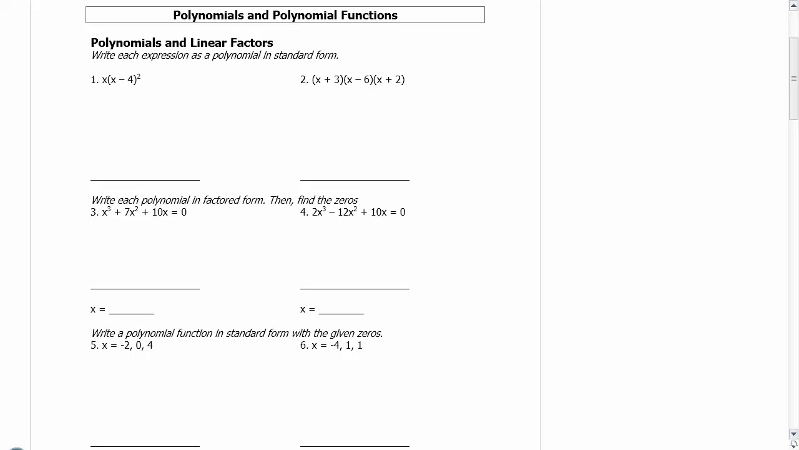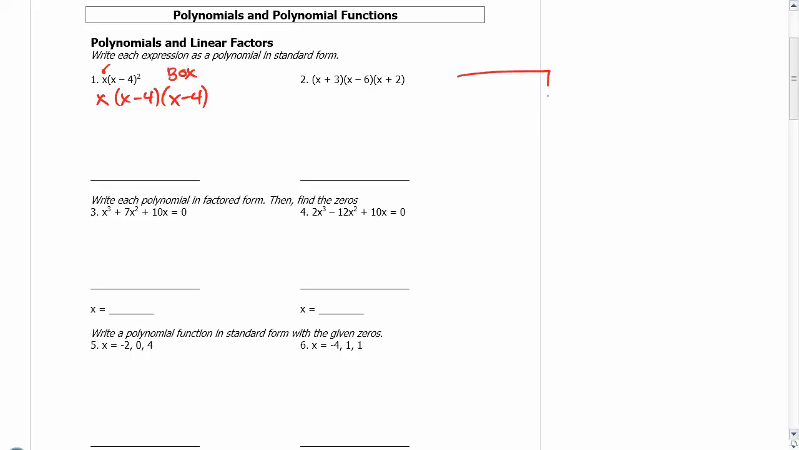In order to finish problem number 1, what you need to do is take care of the squared first and then move on and take care of this. So this should remind you of what we've done in class. First, use the box method or FOIL to take care of that (x - 4) squared. So really what it is, (x - 4)(x - 4).